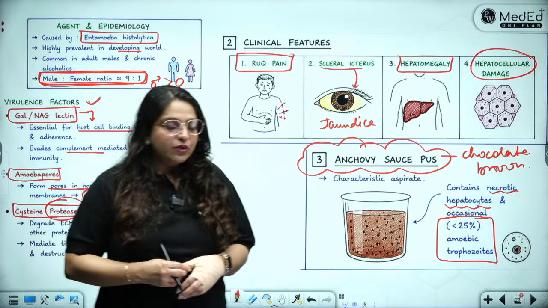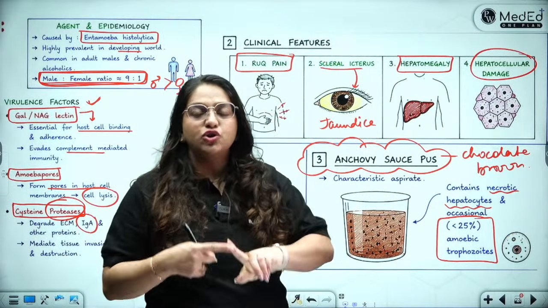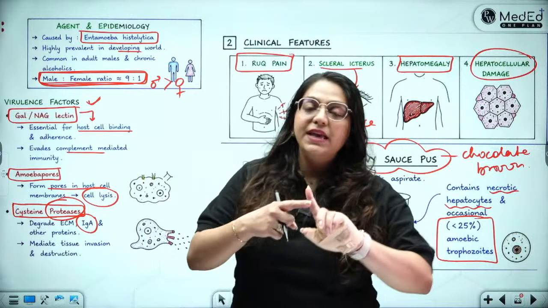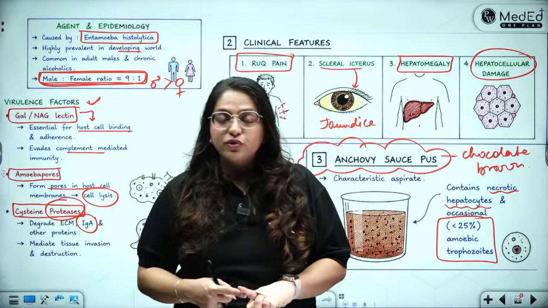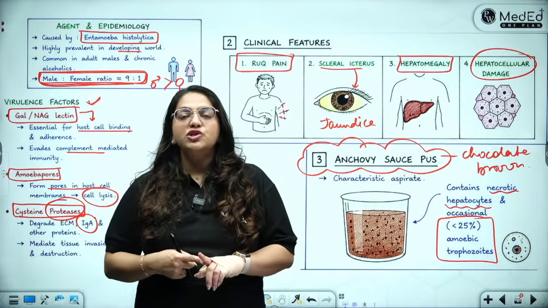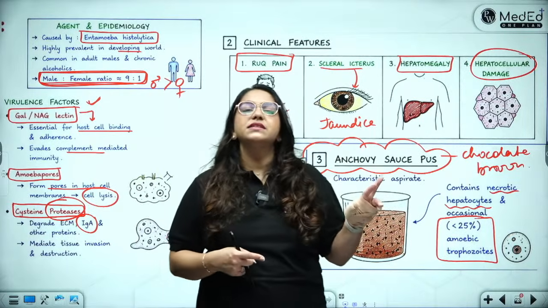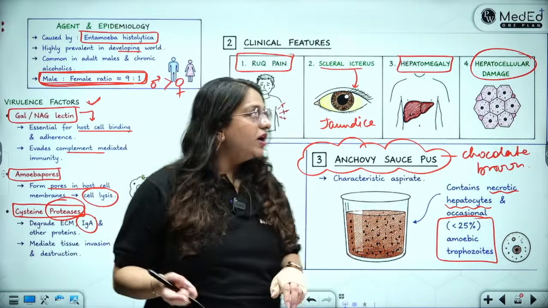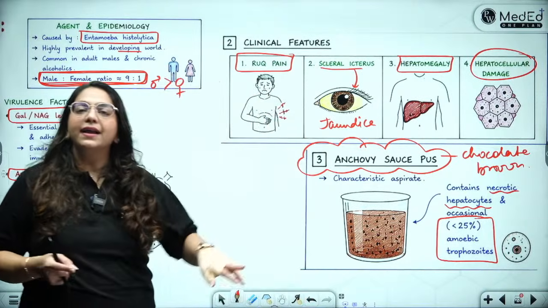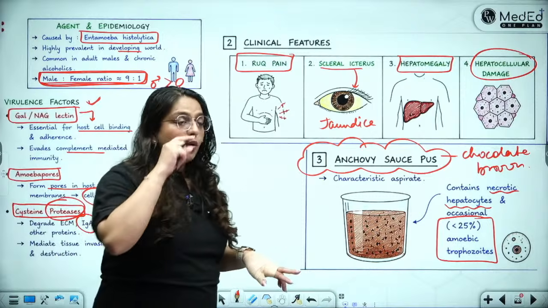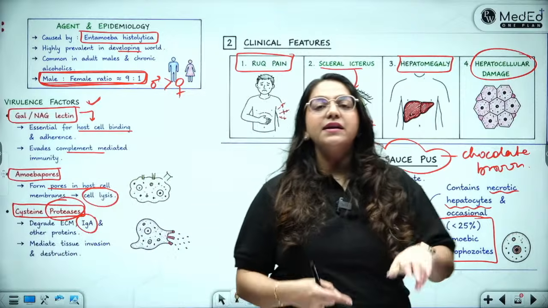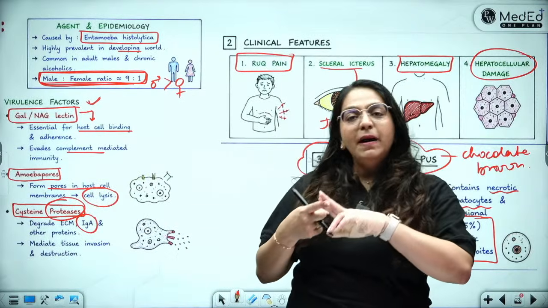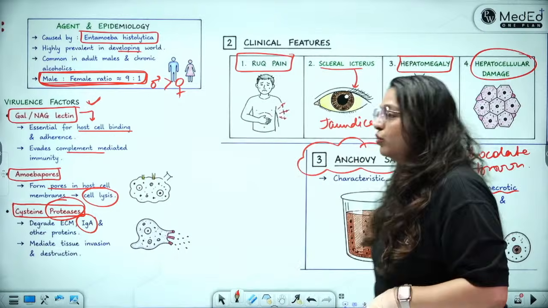So what all will you write? You will write the infective dose, mature quadrinucleate cyst, the pathogenic stage, which is the trophozoite, then the lesions, which are deep ulcers in the liver, leading to right upper quadrant pain, jaundice, hepatomegaly, and anchovy sauce pus. Right? What is the main virulence factor? Gal/GalNAc lectin, amoebapore, and cysteine proteases.